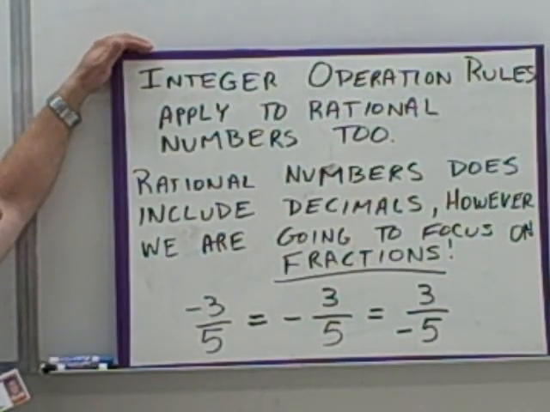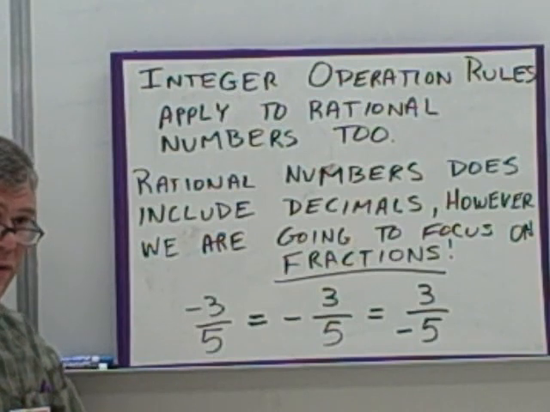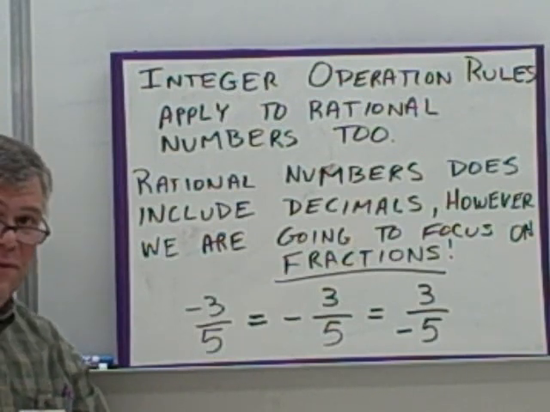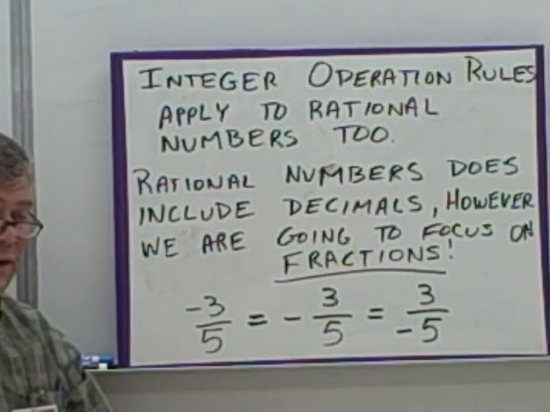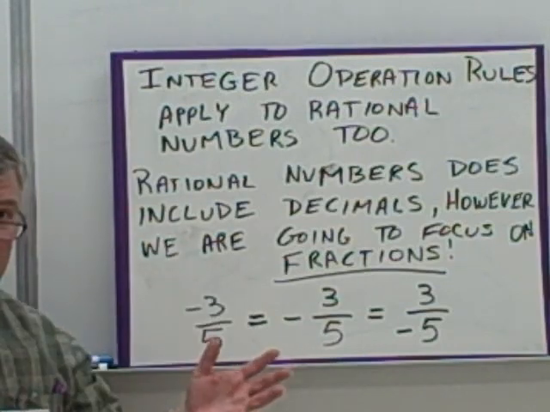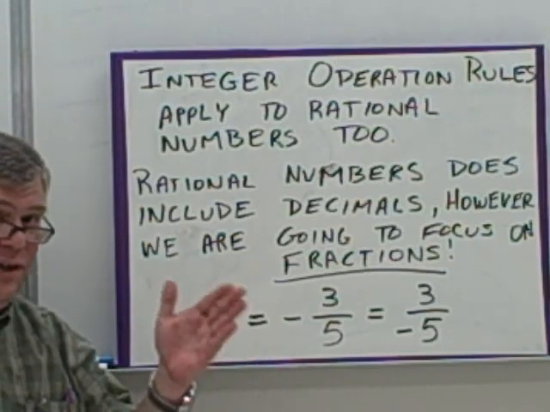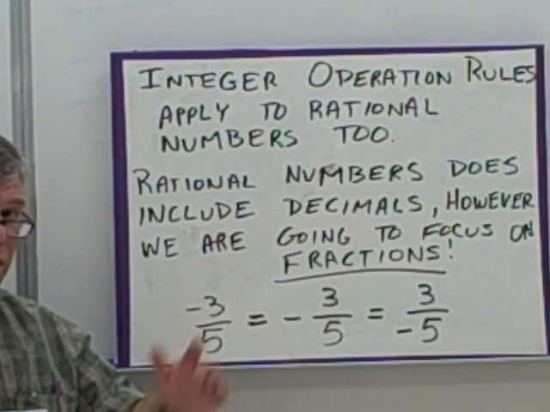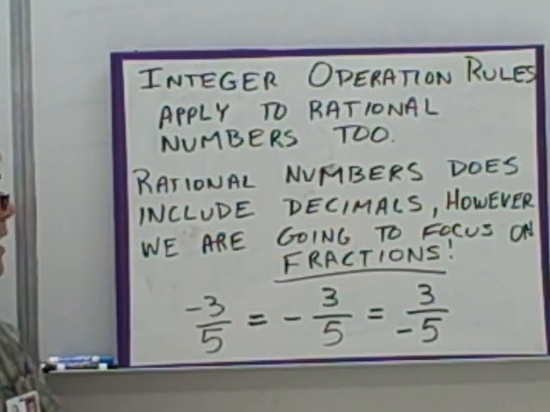Integer operation rules apply to rational numbers as well. You remember when we did the adding and subtracting of fractions and rational numbers? We still follow the same rules there. We did the keep it, change it, change it for subtraction. We follow the addition rules for addition.